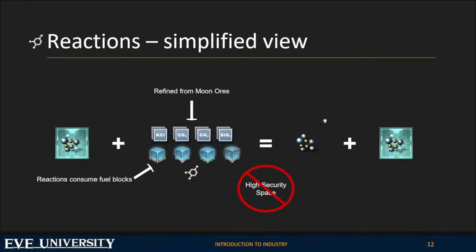Reactions cannot be done in high-sec. Generally, low-sec and especially null-sec, of course, also have more bonuses in general for industry. Like with everything in Eve, the more dangerous the space gets, the higher the rewards, basically. But reactions cannot be done in high-sec at all.